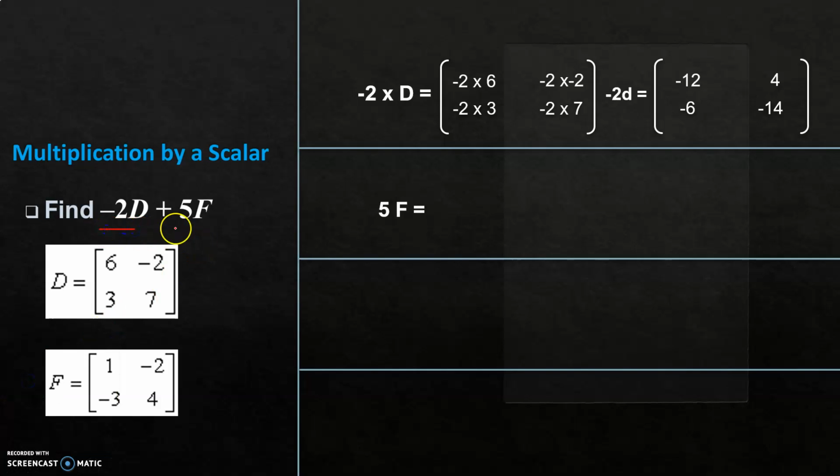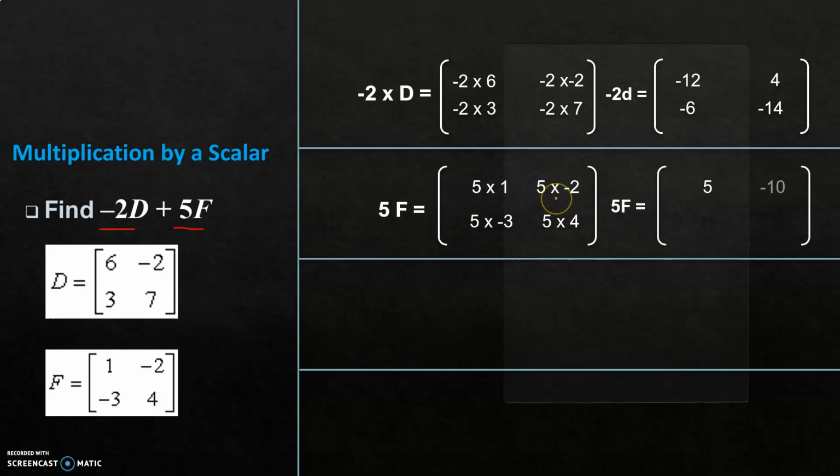Then we need to find the second one, 5F. Minus 2D is over, then plus 5F. 5 into matrix F is 5 into 1, 5 into minus 2, 5 into minus 3, 5 into 4. So 5F is 5, minus 10, minus 15, 20. Both matrices are found. Then we need to add the answers: minus 2D plus 5F.